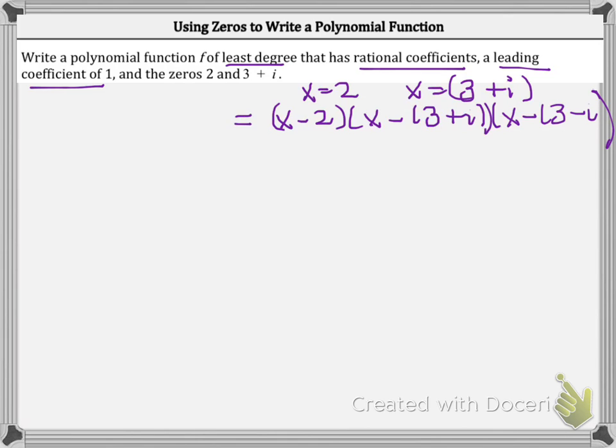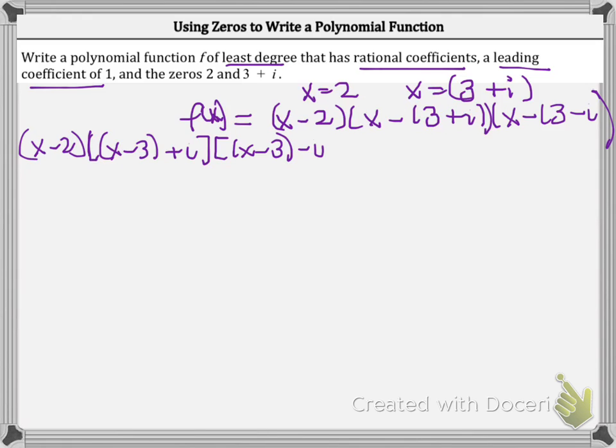Okay, and that is our initial function. Then we have to simplify it so we can find the polynomial function. It's just the same as the other one. So what we're going to do is regroup so that we have our x minus 3 plus i together, and then we have our x minus 3 minus i together. Then this is our a plus b, a minus b pattern.